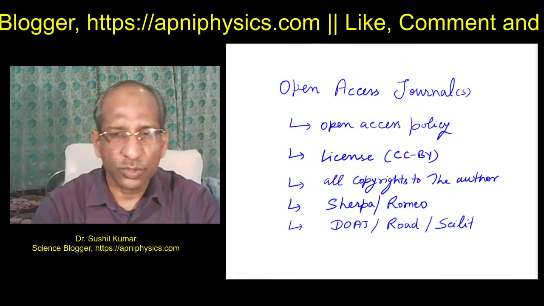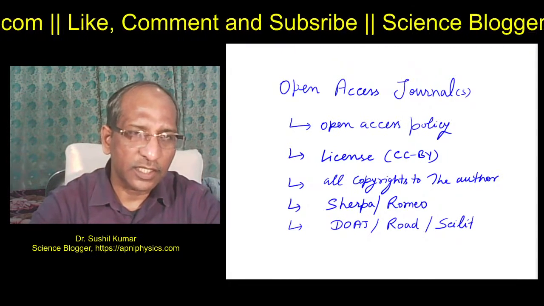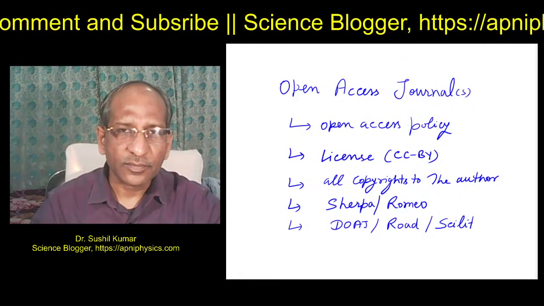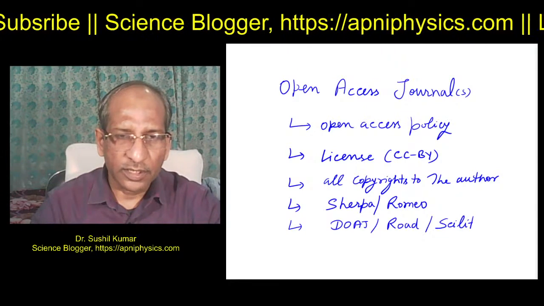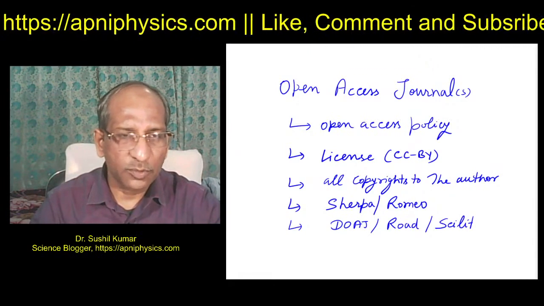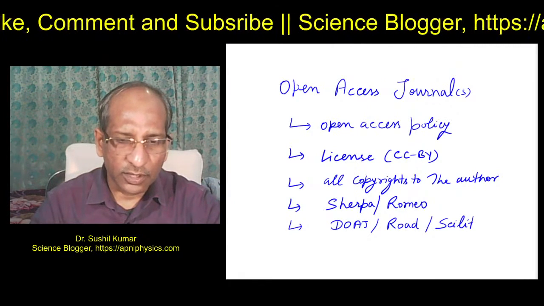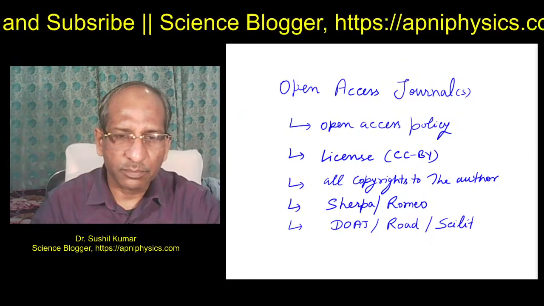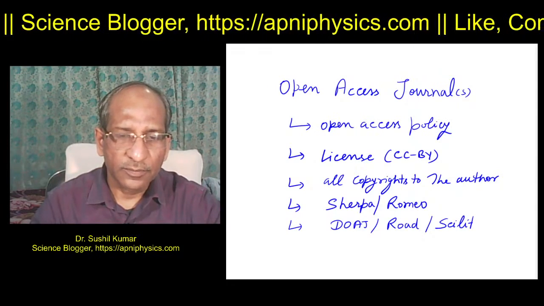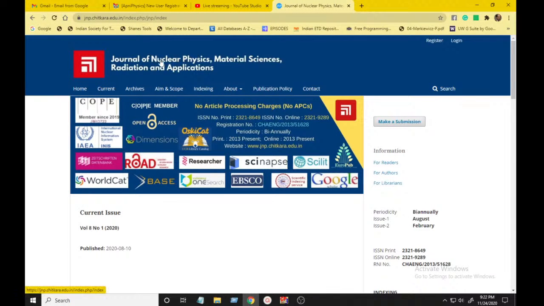I will show you here with an example, so that it will be far better to understand whether this journal is an open access journal or not. I hope these points will be clear to you when you see the actual picture of this particular journal. This is the Journal of Nuclear Physics, Material Science, Radiation and Applications. So this is an open access journal.